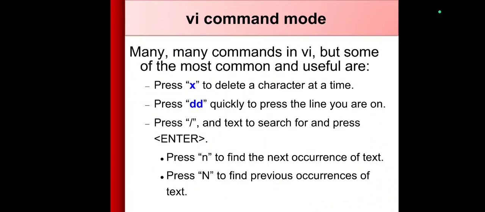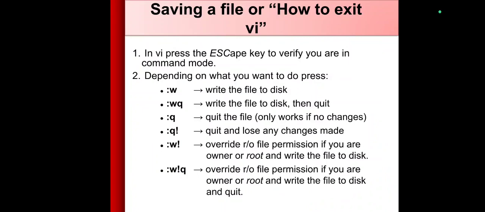VI command mode. There are many commands in VI, but some of the most common and useful are: press X to delete a character at a time, press DD quickly to delete the line you are on. Press / and type text to search for it, then press Enter. Press N to find the next occurrence of the text. Press capital N to find the previous occurrence of the text.